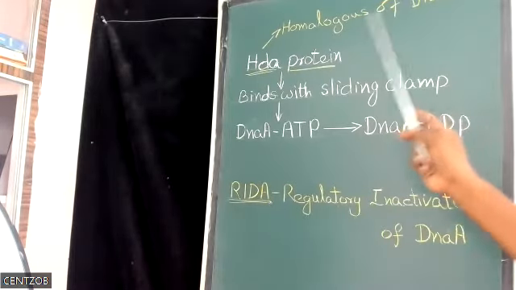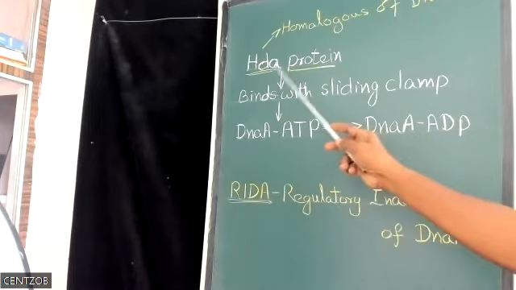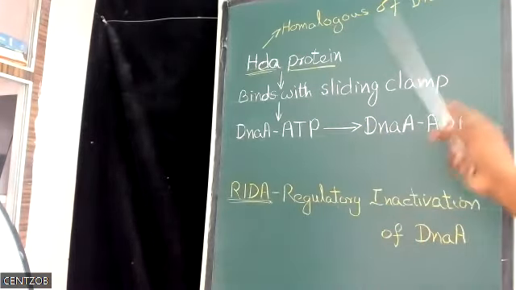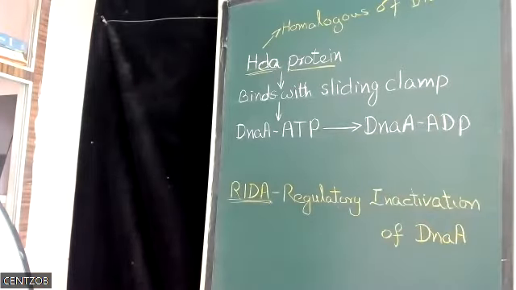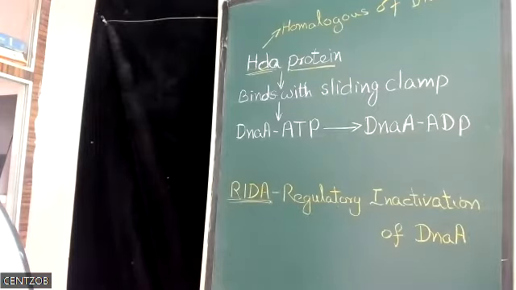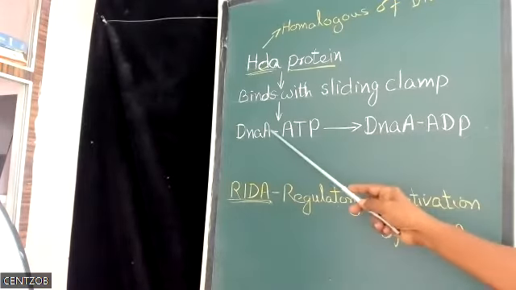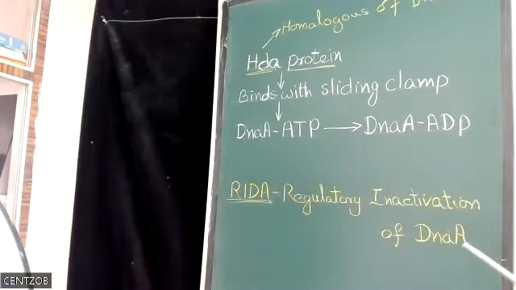Homologous of DnaA എന്ന് പറയുമ്പോൾ നമുക്ക് മനസ്സിലായി, DnaA പോലുള്ള ഒരു homologous protein, SDA protein. So homologous of DnaA, SDA. This will bind with the sliding clamp. Sliding clamp എന്ന് പറയുമ്പോൾ DNA polymerase enzyme-ന്റെ beta clamp ഉണ്ട് അല്ലേ, അതുമായിട്ടാണ് ചേരുന്നത്. Anyway, അതുമായിട്ട് bind ചെയ്ത് മാത്രമേ അതിനെ DnaA-ATP, DnaA-ADP ആയിട്ട് convert ചെയ്യാൻ പറ്റുള്ളൂ.